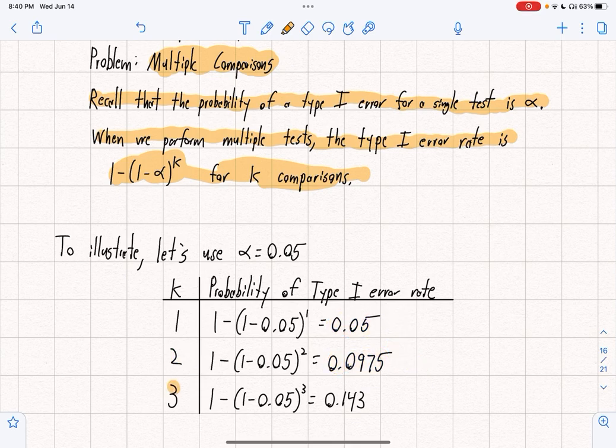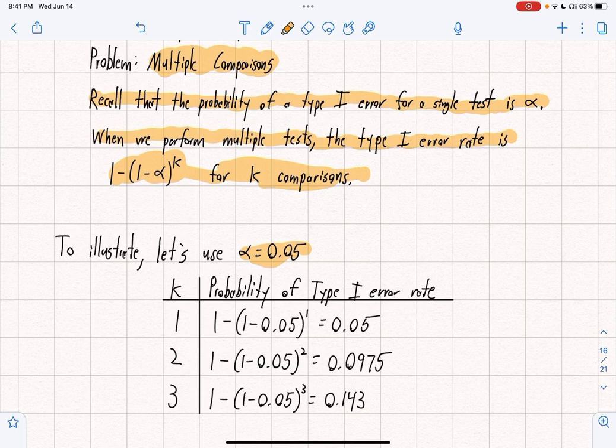And now if we had three comparisons, we would have 1 minus 0.95 to the third, and we now get 0.143. So we can see that our error rate is increasing quite a bit. We're saying we want our type 1 error rate to only be 5%, but if we do three comparisons, well, then we actually have a type 1 error rate of over 14%, which is much greater than 5%. And this is a problem. This is why we do ANOVA, why we're studying this chapter, is to try to get around this problem.